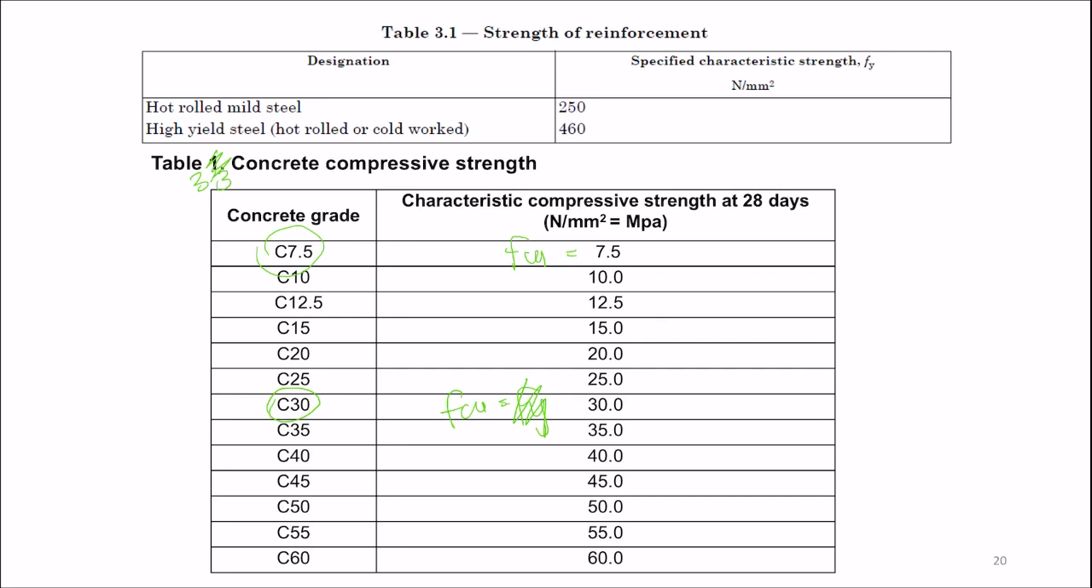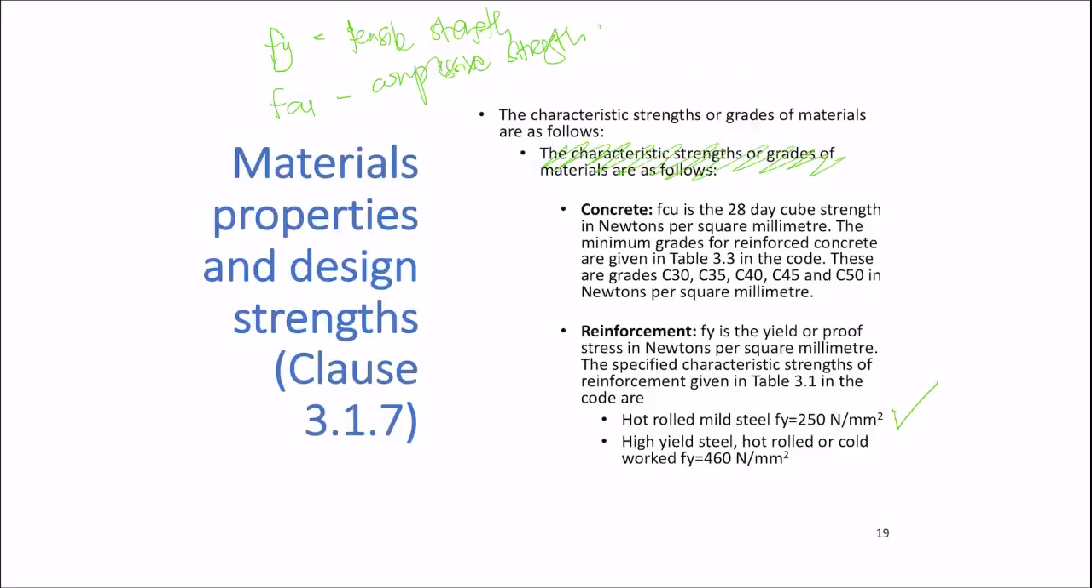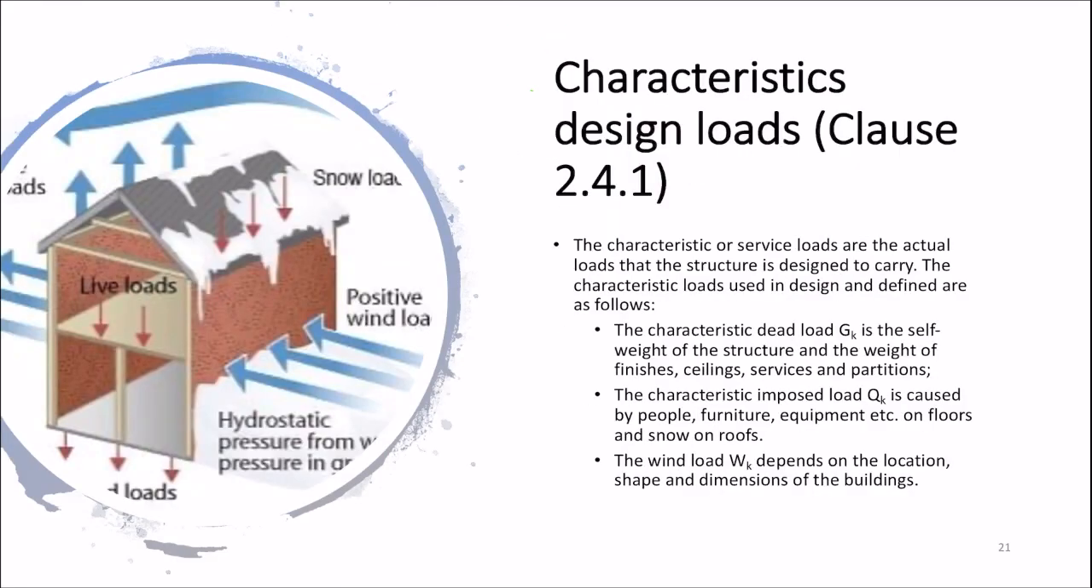And this is the one for the steel reinforcement that I have explained previously, which we call FY, 250 for mild steel and 460 for high yield steel. This one, as being explained. The characteristic design loads, clause 2.4.1, this is in British standards. The characteristic of service load are the actual loads that the structure is designed to carry. The characteristic loads used in design are defined as follows.